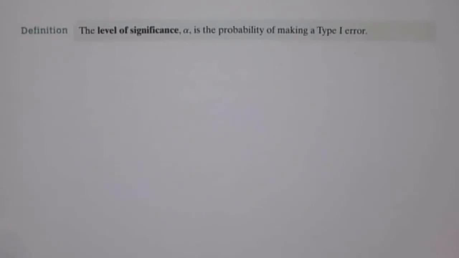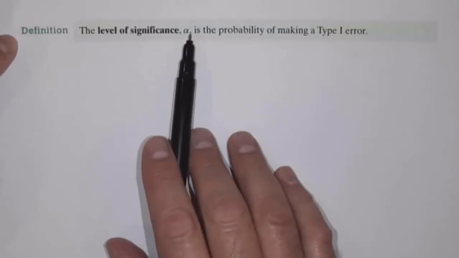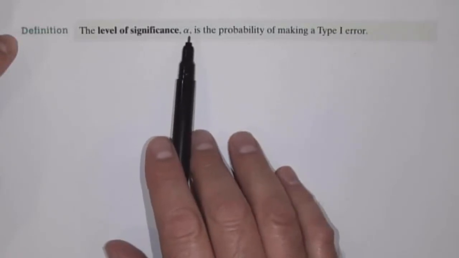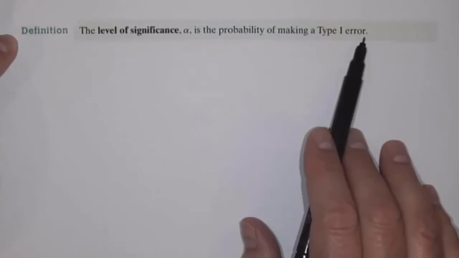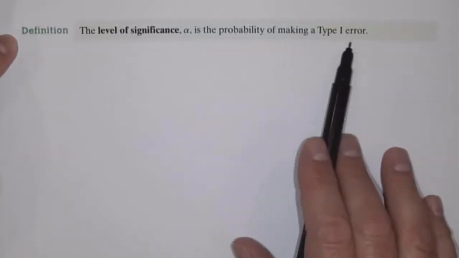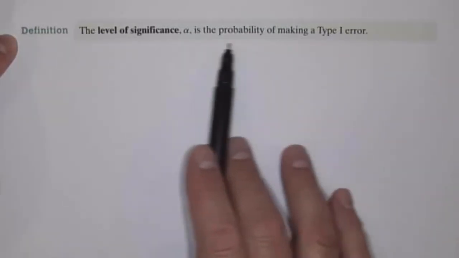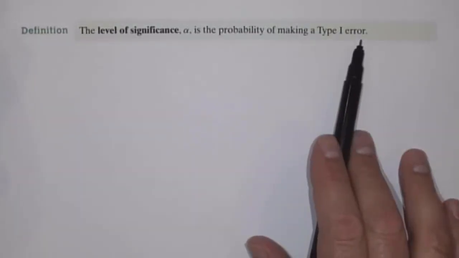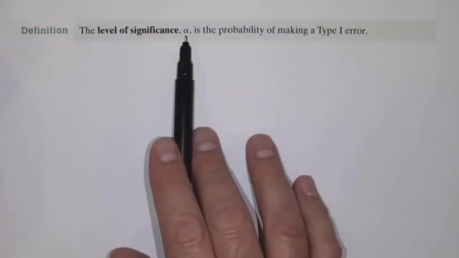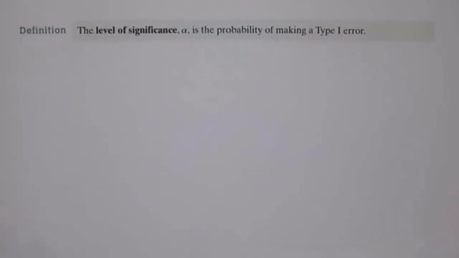So we have a definition. The level of significance, alpha, this alpha that we've been using for quite a while now, is the probability of making a type 1 error. So this alpha that we've been using all along is this idea of a type 1 error, but we didn't have the knowledge at that time to be able to define what a type 1 error actually was. So the level of significance, alpha, is the probability of making a type 1 error. So we're going to use that as part of our test.